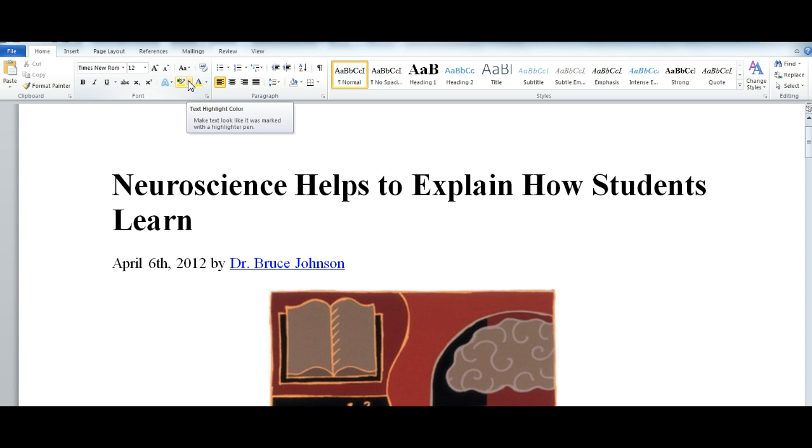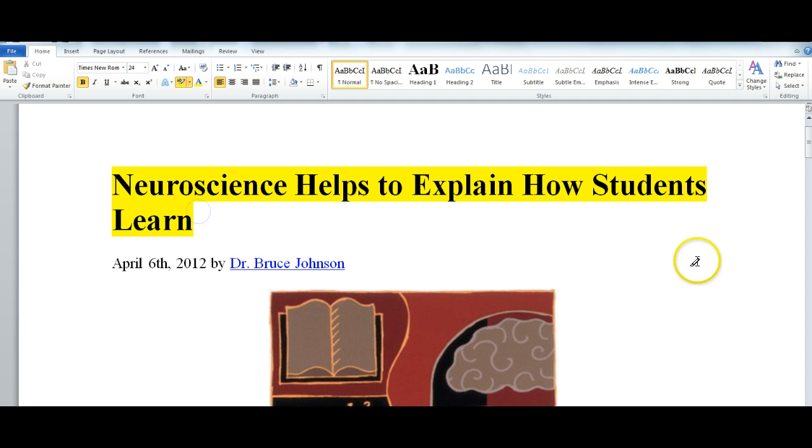Now typically you are not going to do this when you read. This is just for demonstration purposes for me to know that you understand the process of SQ3R. So I'm going to go over here and get my highlighter. I'm just going to choose yellow. So you see I just went up to my toolbar and I chose my highlighter. And I know that I'm always going to read the title of anything before I begin to read it.